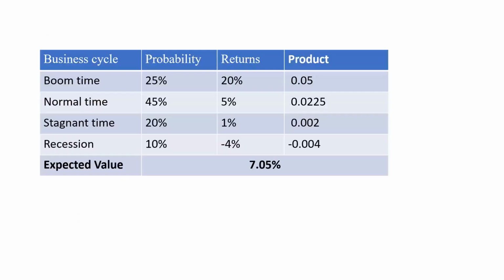Now these can be represented in a table like this. So in this table, we have just defined the time or the business cycle: boom, normal, stagnant, and recession, and its associated probability: 25%, 45%, 20%, and 10%. Now let's assume our stock called S1, just a random name. It could be a Google or a Microsoft or a Delta Airlines or a Boeing, etc. It produces a return during boom times on average of 20%, in normal times of about 5%, in stagnant times about 1%, and in recession of about 4%.